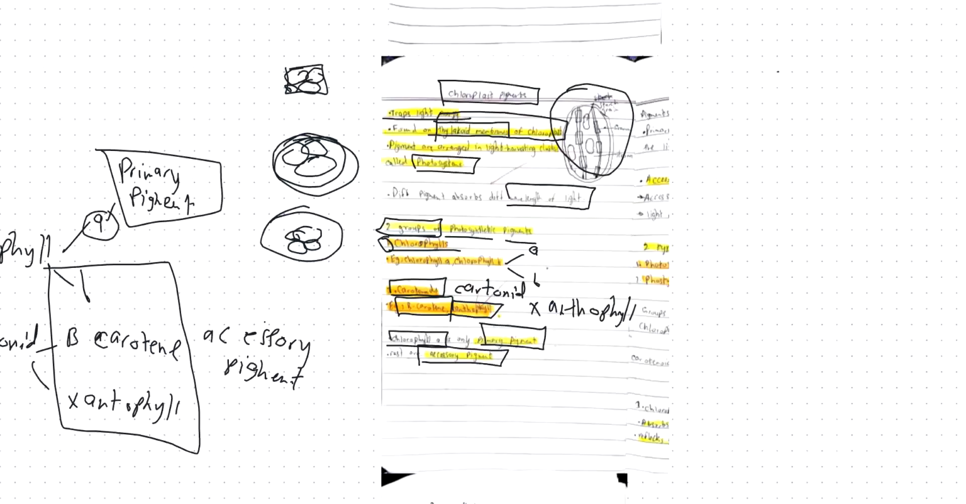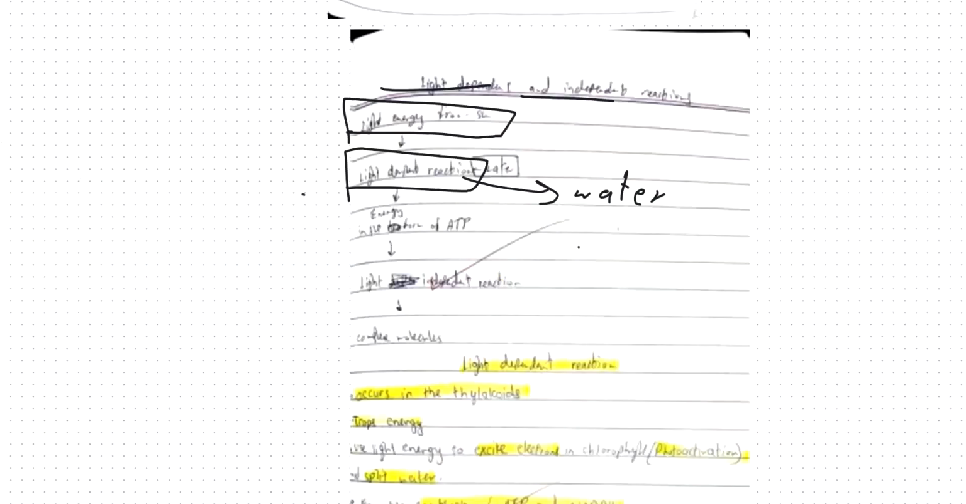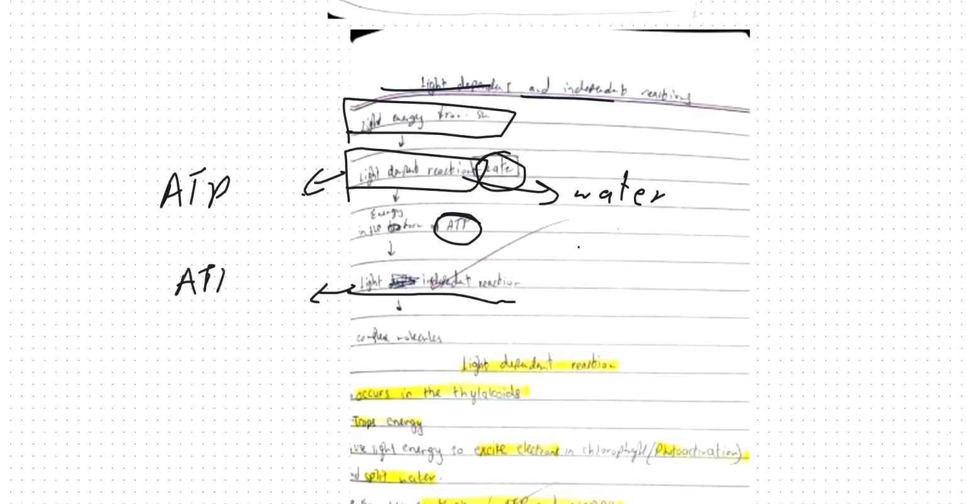So light dependent reaction is where water is used. The energy that is being used in the light dependent reaction is in the form of ATP. So in this reaction, ATP is made, and this ATP is then transferred to the light independent reaction. And here in the light independent reaction, you'll use that ATP and make different kinds of nutrients: glucose, maltose, sucrose, all of that stuff.